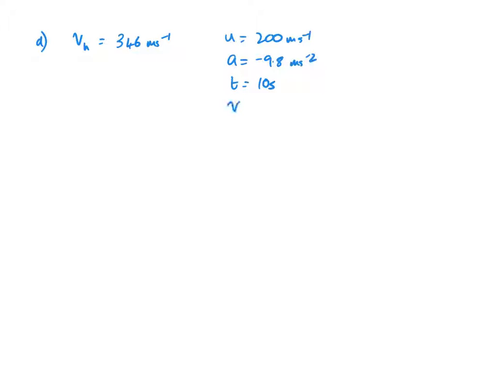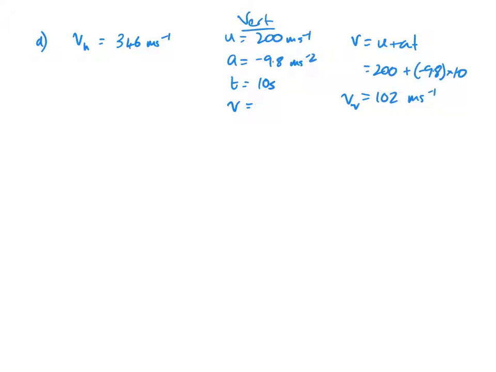And we're being asked v. So this is our vertical motion. So we can use v equals u plus at, equals 200 plus minus 9.8 times 10, which is 102 meters per second. So the vertical velocity after 10 seconds is 102. The horizontal velocity is 346.